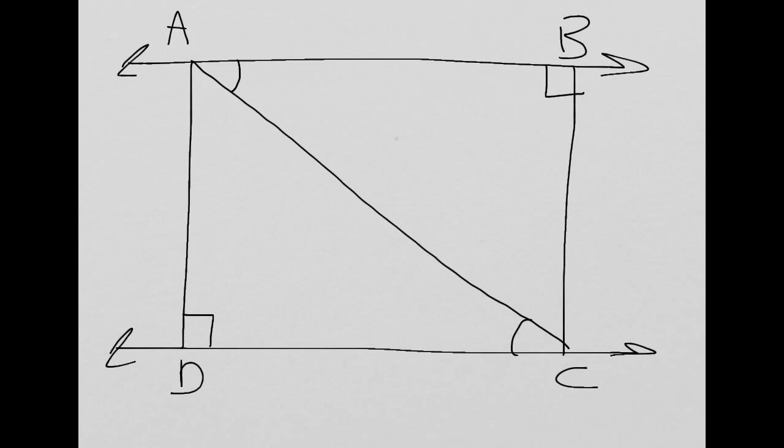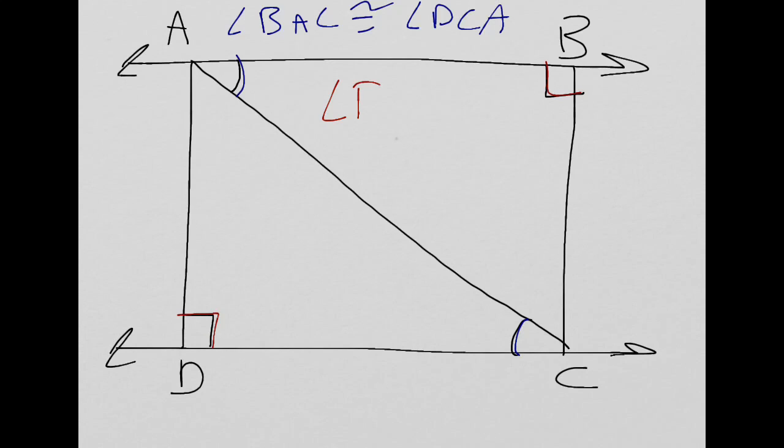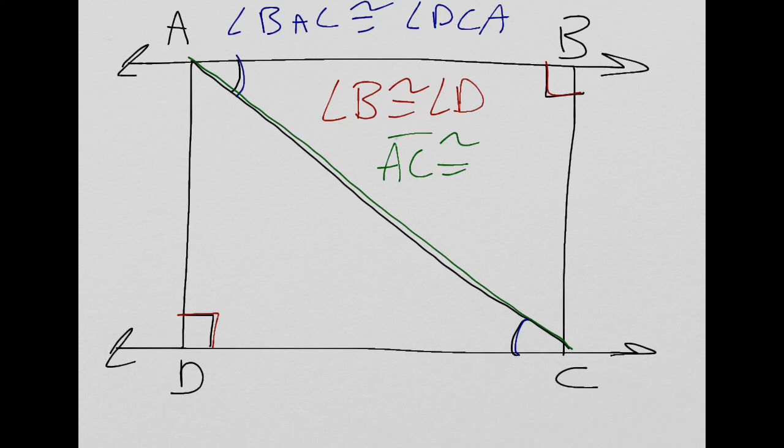So first off, I notice that I have these angles here are congruent. So I have angle BAC is congruent to angle DCA. Also notice that I have a pair of right angles out here. So those are obviously going to be congruent. So I have angle B is congruent to angle D. Okay, and then I need to look for a congruent side. Well, I have that right here because they share this side here. So I'm going to say segment AC is congruent to segment AC.